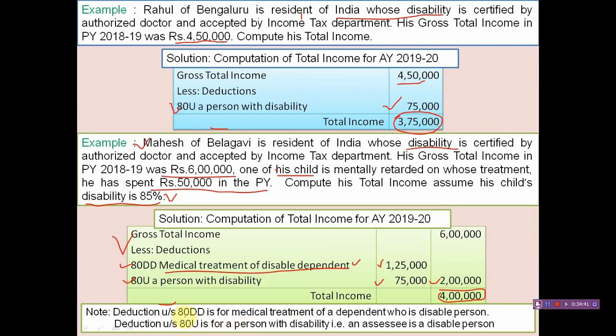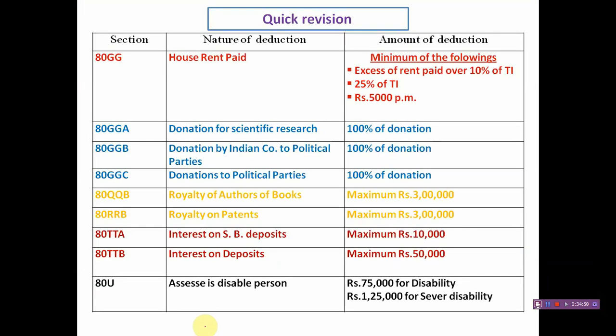Note: deduction under section 80DD is for the medical treatment of a dependent person, and deduction under section 80U is for the person with disability. Quick revision of today's lecture.